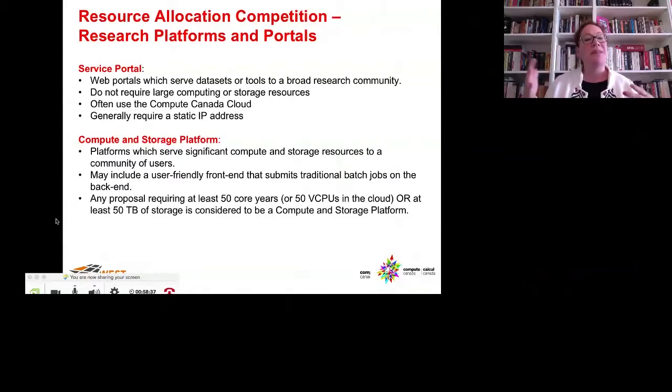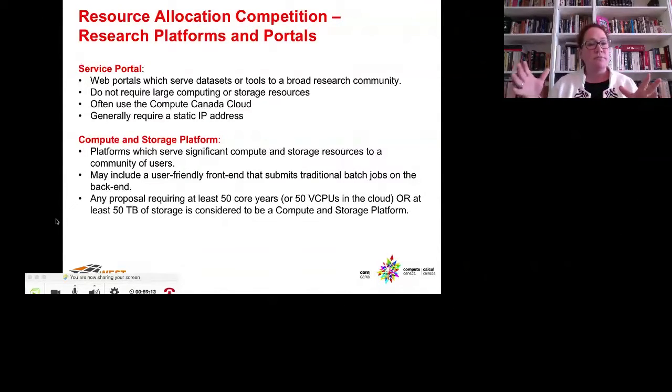So the compute and storage platform: these serve significant compute and storage resources to a community of users. This is where, say, every carbon 14 date in the world might be stored, or every book ever written by a Canadian author ever anywhere. Those sorts of very large data sets may include a user-friendly front end that submits traditional batch jobs. So it'll just look like a website, but the back end of it is running on the HPC resources.